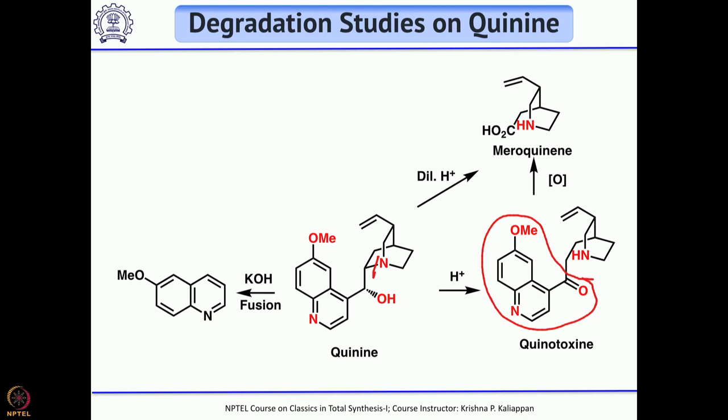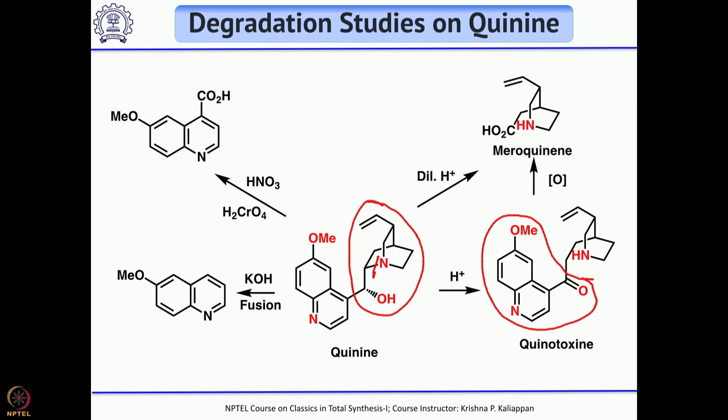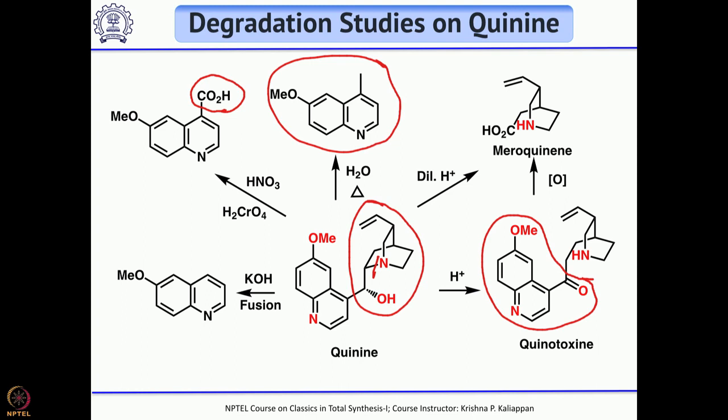When quinine was treated with fused potassium hydroxide, they could get methoxyquinoline. That means this whole portion disappeared. And when it was treated with nitric acid and chromic acid, they could get this quinoline with a carboxylic acid here. Then they took quinine refluxed with water, and they could get this methoxymethyl quinoline.